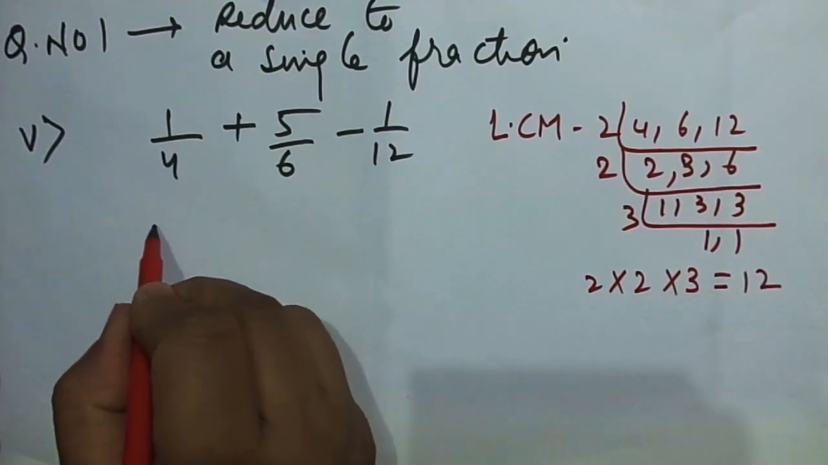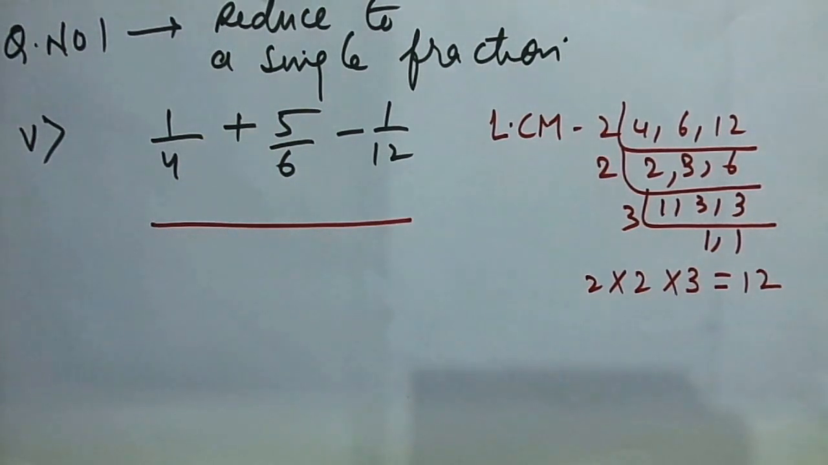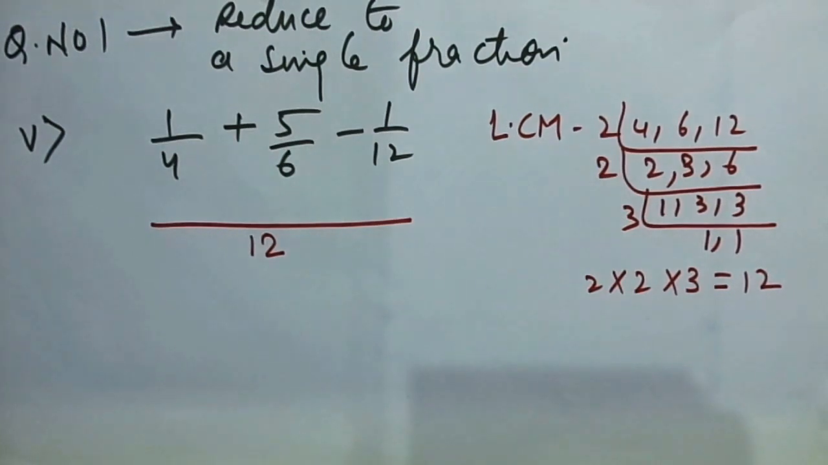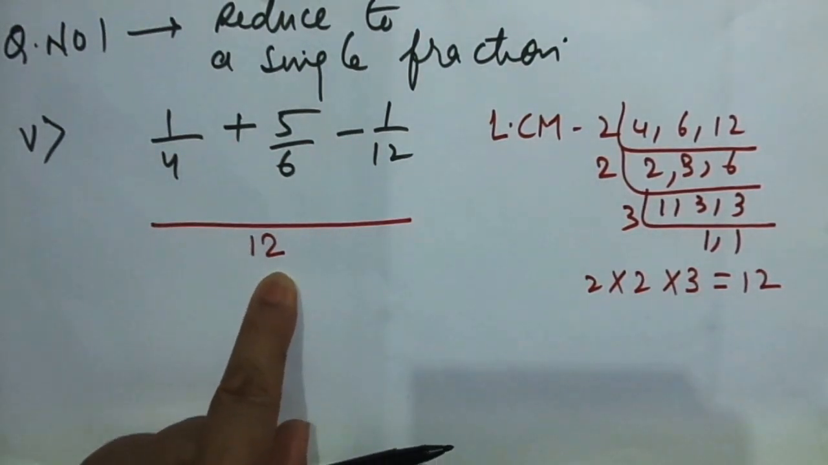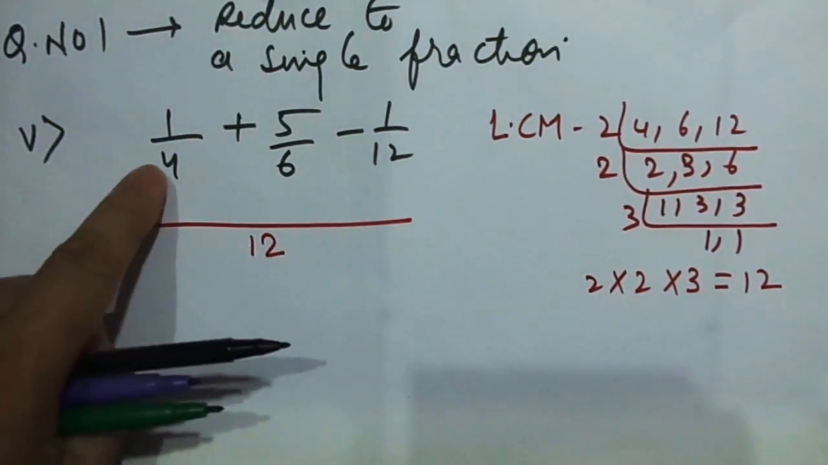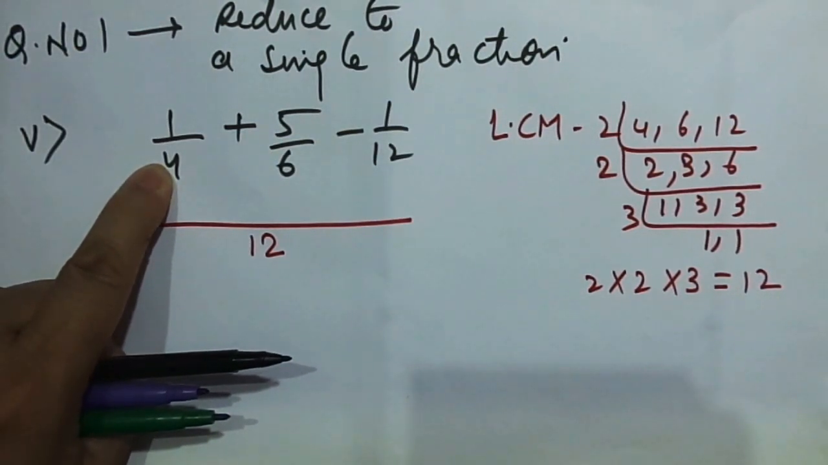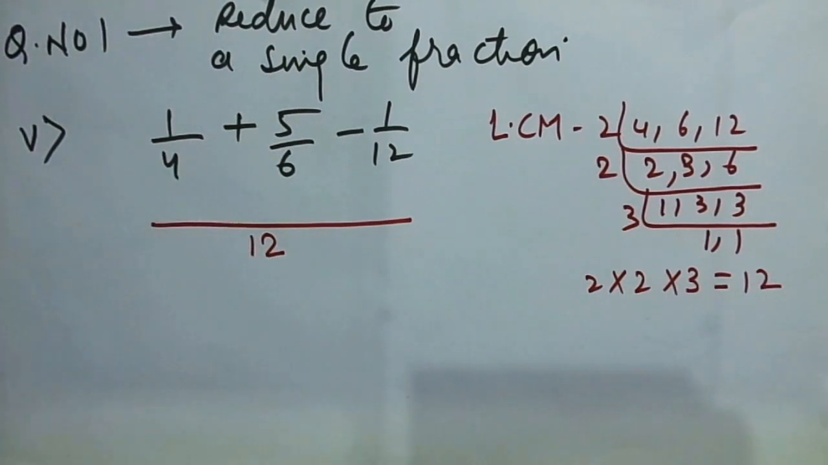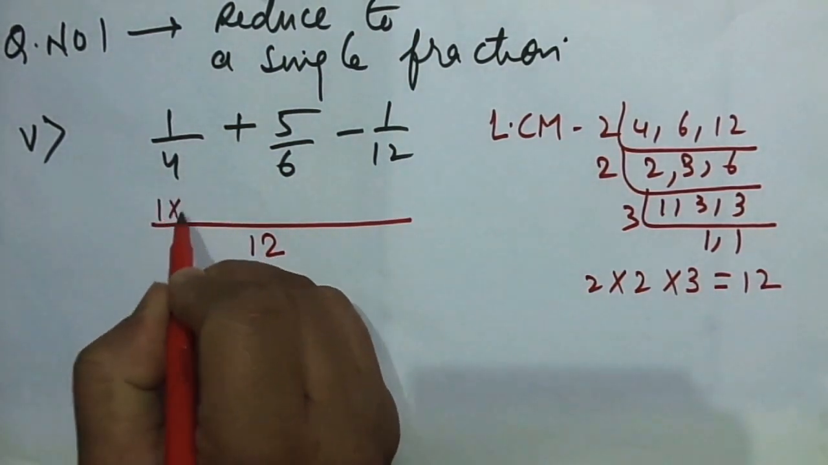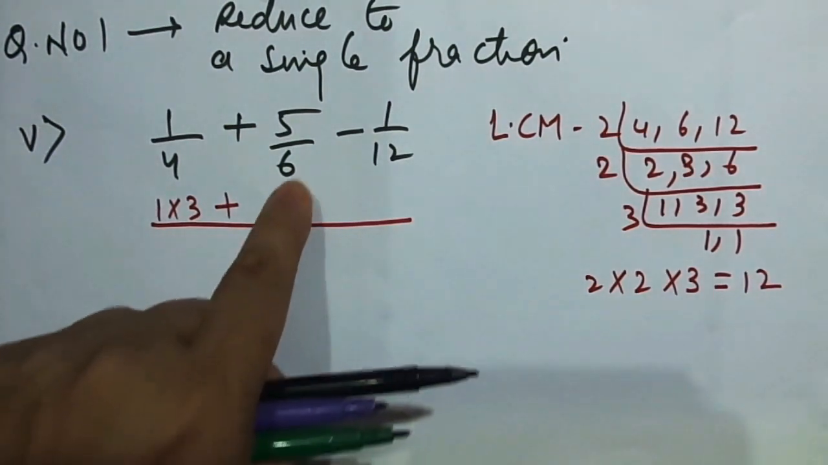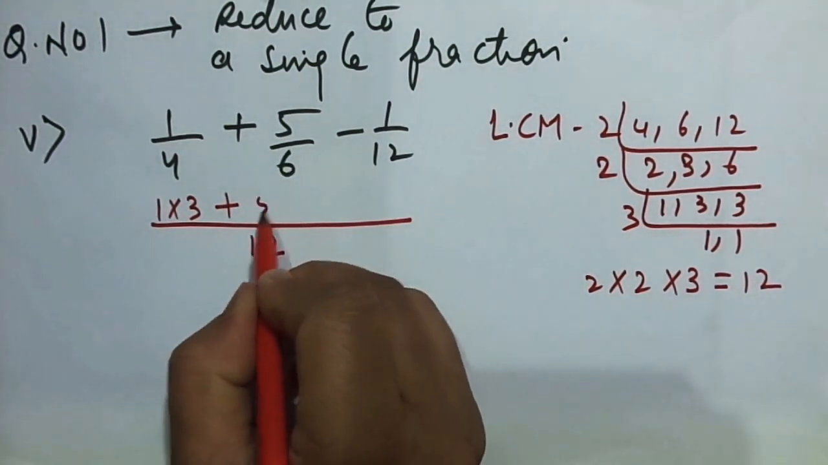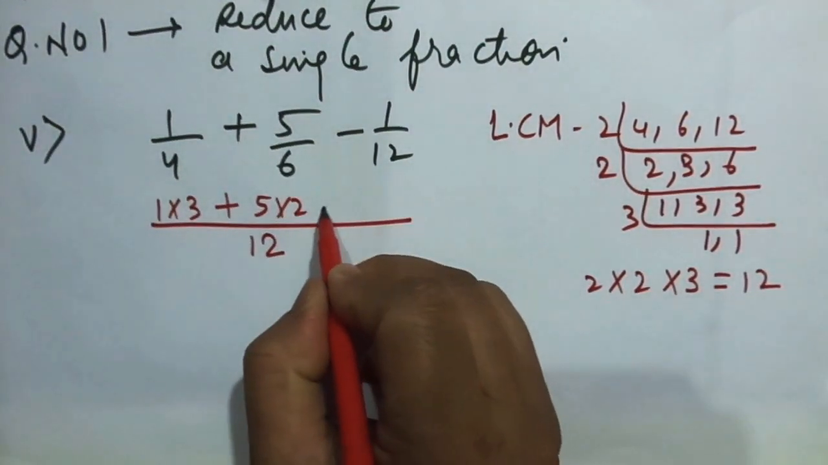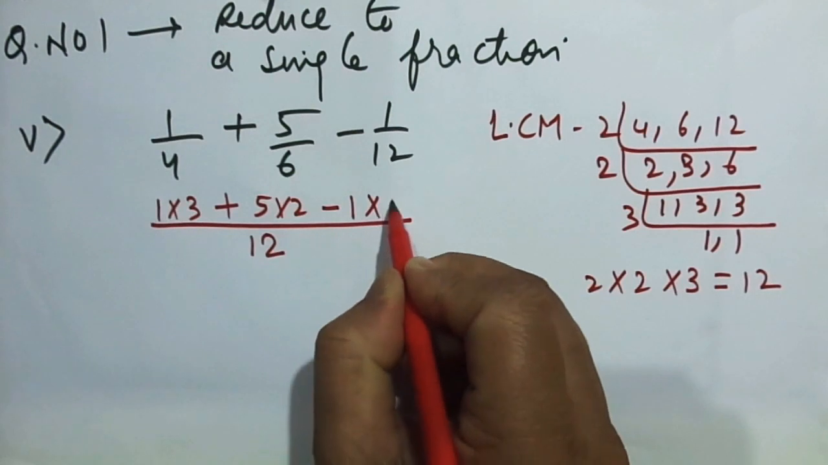Now, what we need to do is, this LCM will be written over here. Now, every time I will divide the LCM by the denominator, and whatever I get, I will multiply it with the numerator. For example, 12 divided by 4, 3, so 1 into 3. 12 divided by 6, 2, so 5 into 2. 12 divided by 12, 1. Therefore, my numerator into 1.